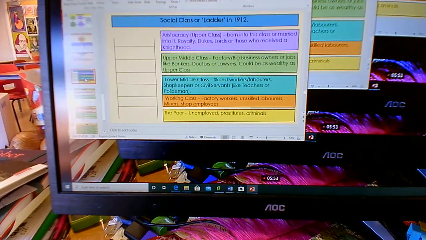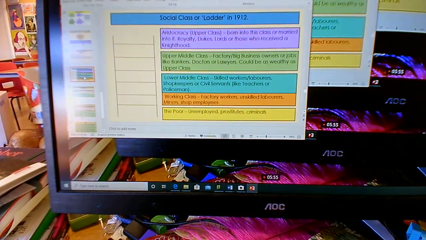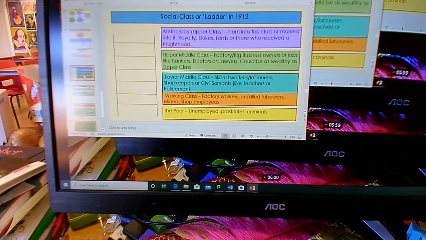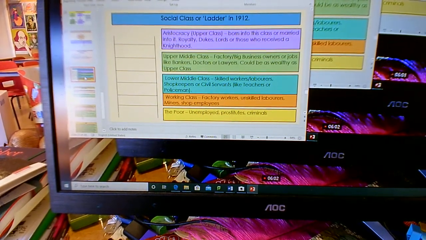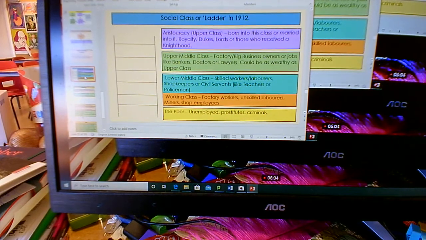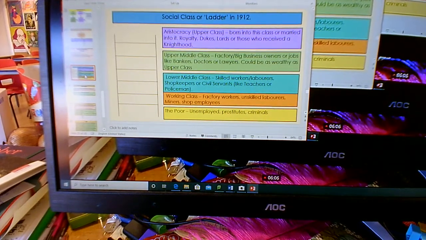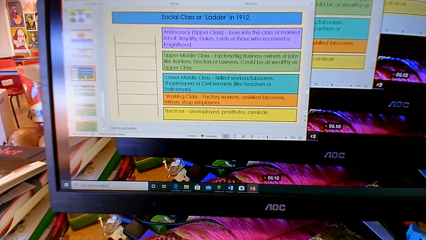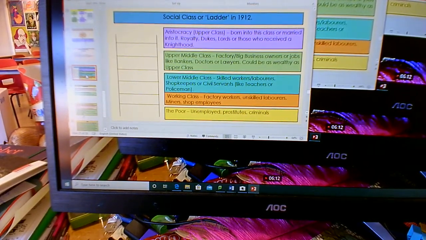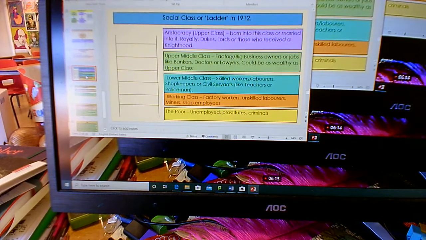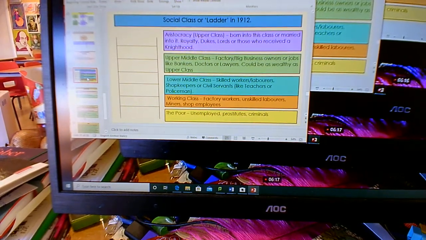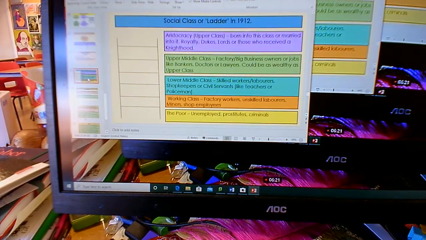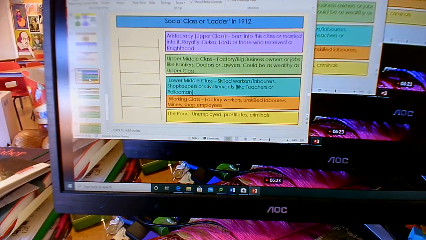So you then had the lower middle class. So these were your skilled workers or labourers. So someone who worked with their hands, but it was very much a skill, some training that they needed. People like shopkeepers or small shop owners, civil servants, like teachers or policemen. Your regular sort of policeman would very much be your sort of lower middle class, which again, considering the play is called An Inspector Calls, is very relevant to the play.